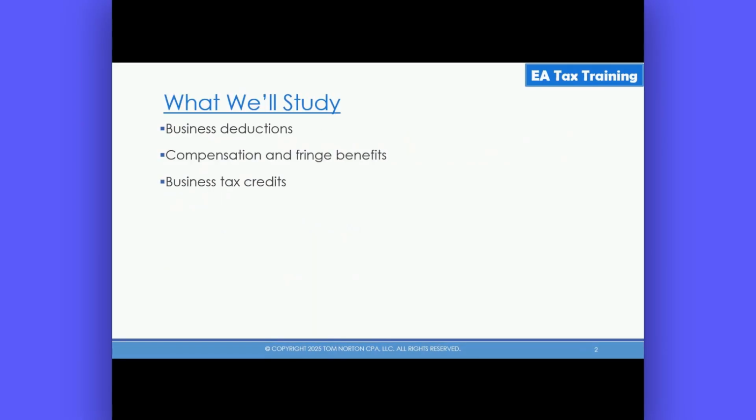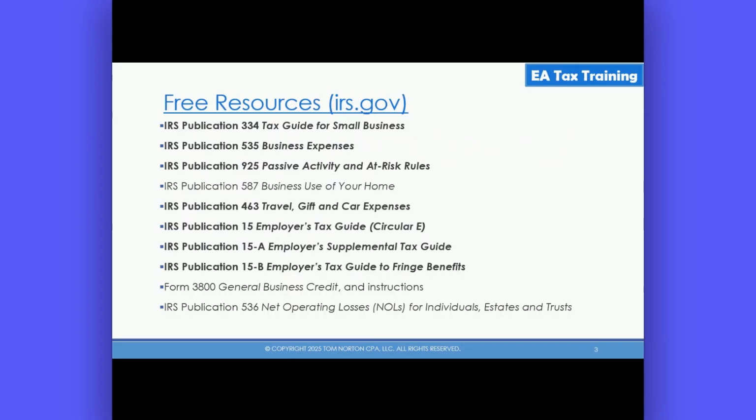Specifically, what we will study in this video are business deductions, compensation and fringe benefits, and then business tax credits. Our free resources from irs.gov, we do have quite a few this time and quite a few in bold. So you can see publication 334, which we've seen before, publication 535, business expenses. We've also seen that one. Then we've got publication 925, passive activity and at-risk rules. I recommend that one. And then publication 463, travel, gift, and car expenses.